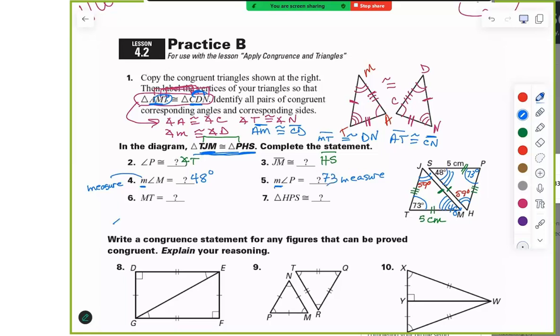Okay, now look at this. There's no marking on this. So they're asking you for the length of MT when there's no marking. So MT we figured out was the same as SP, so it's 5 centimeters. And now look what they did. They rearranged the letters in the second triangle. And they said HPS. Well, what did they do? They just switched the H and the P. So in the other triangle, just switch the J and the T. And you are all set.